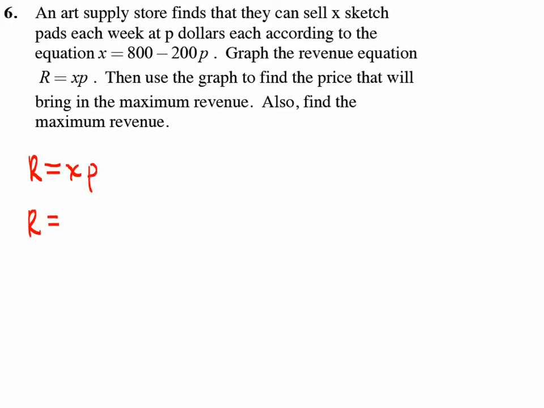Okay, so we know the relationship between price and quantity. Since we're trying to figure out the price for this graph, we want P to stay in there. We want P to be part of our variable here. So we're going to put in the value for X. X is 800 minus 200P, times the P that was on the outside. So this came as a substitution. P is on the outside.